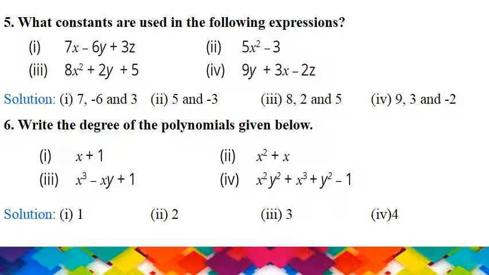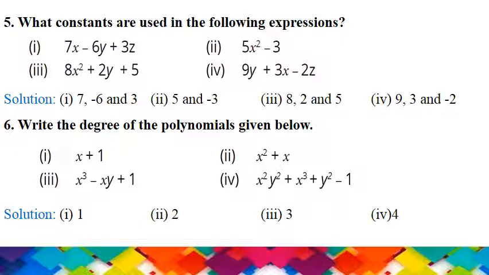In question number 6, write the degree of the polynomial given below. The degree of a polynomial means the highest power or exponent in the given expression. In the first one, x plus 1, the variable is x and its exponent is 1. So the degree of this polynomial is 1. In the second one, x square plus x, the two terms are involved, and the highest power of the exponent is 2. So we will say the degree of the polynomial is 2.